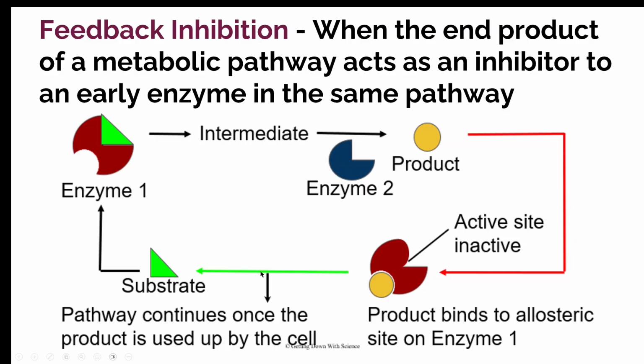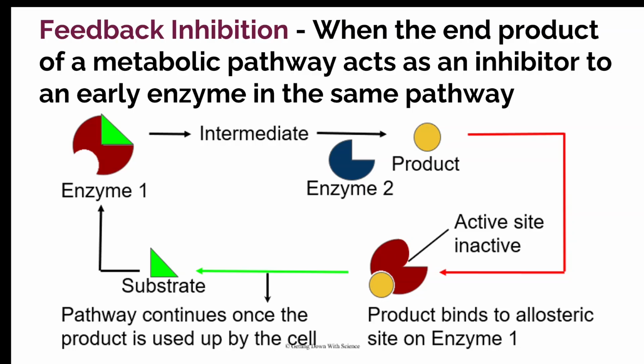And so then you'll slowly build up your concentration of substrates again. And the pathway continues once the product is used up by the cell. So once all the product is used up and the substrate concentration is high, then you can repeat this whole process where enzyme 1 will then be able to convert the substrate back to its product. But basically, again, this is a way to make sure that you're not using up all your substrate to create too much product. Because if you do create too much product and you don't need it all, it's kind of a waste for the cell to do that.